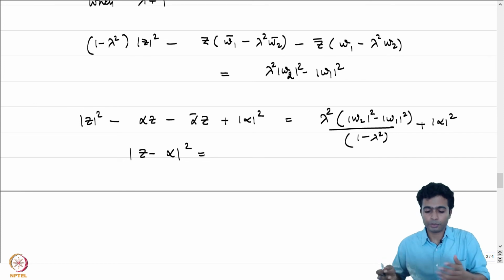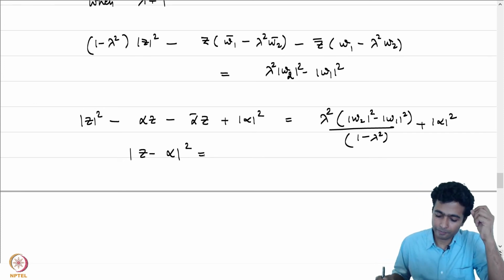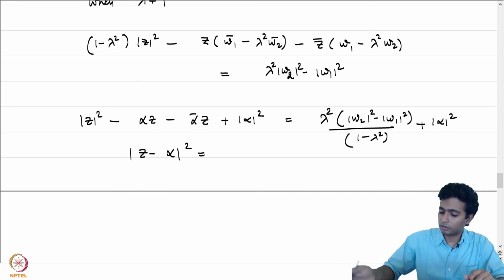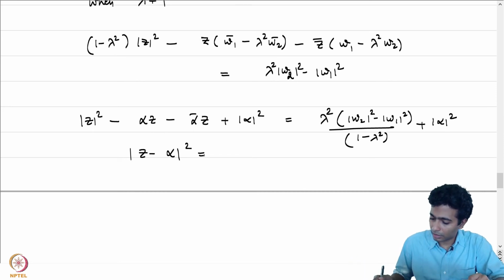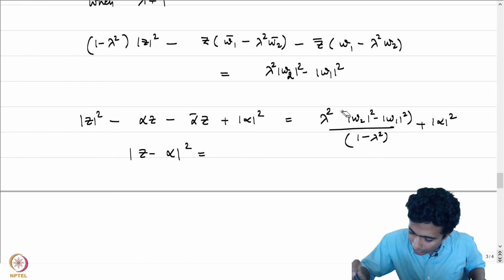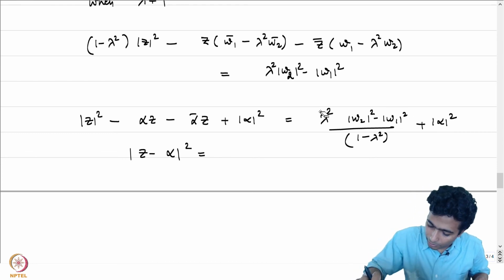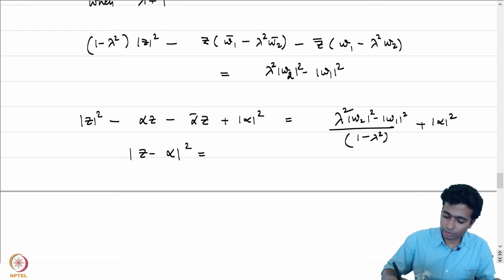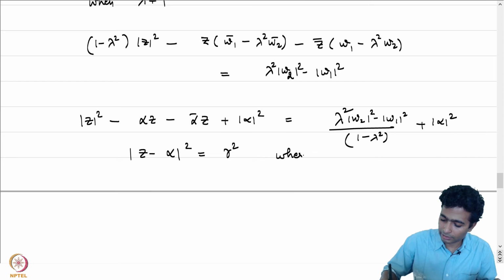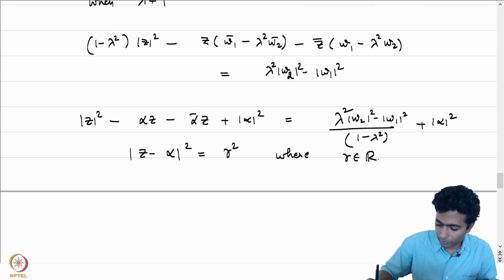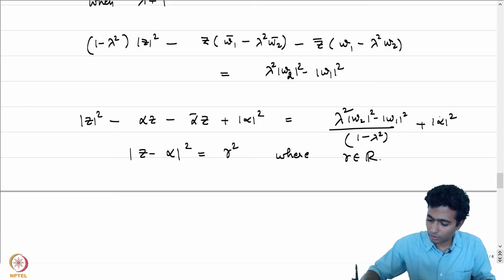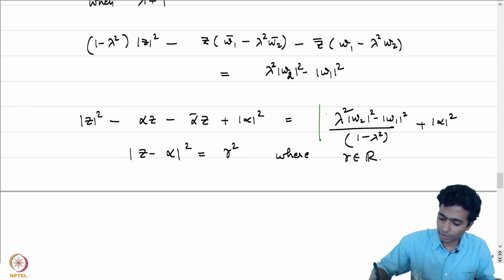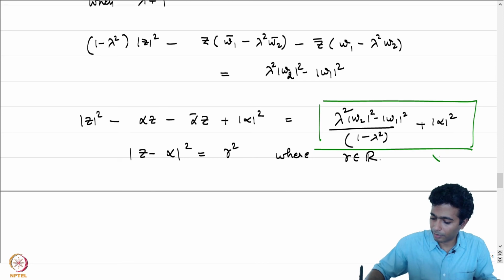and I'll just leave it to you to check. What is α here? α is basically (w1 - λ² w2)/(1 - λ²), and you should check that the right hand side also works out. Okay, I'm making a mistake. There are no brackets like this here. This is going to be equal to λ² times |w2|² and something. So this is going to be r², where r is some real number. I'll leave it to you to check that this is indeed equal to this quantity which I am putting down in green. That's indeed going to be equal to some r².